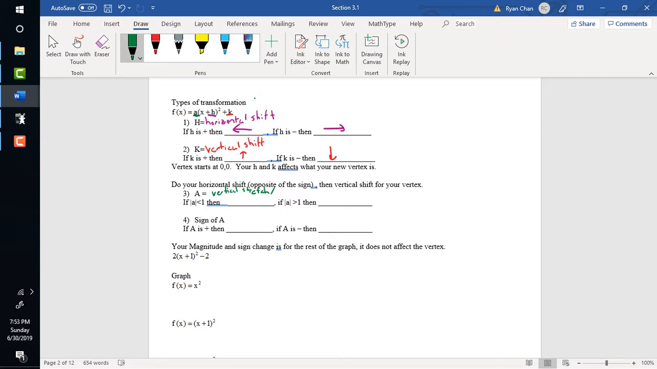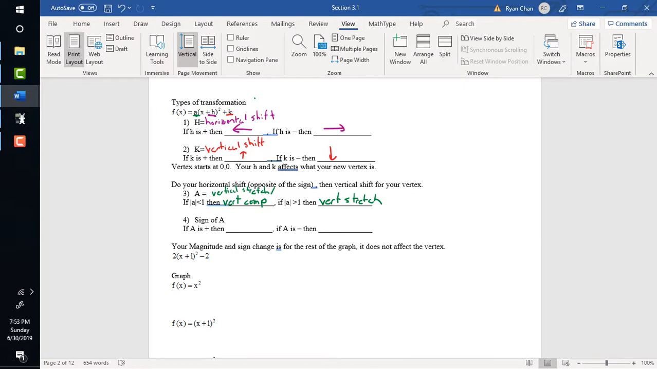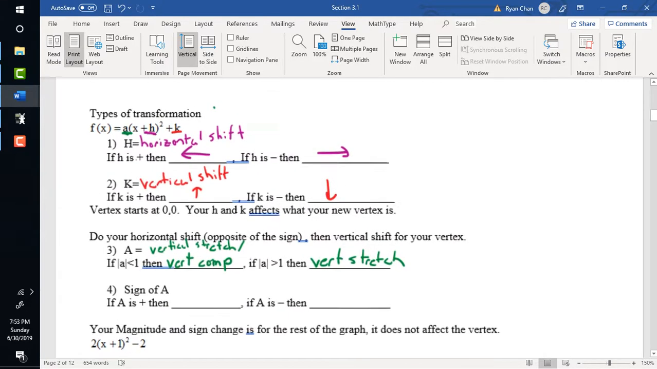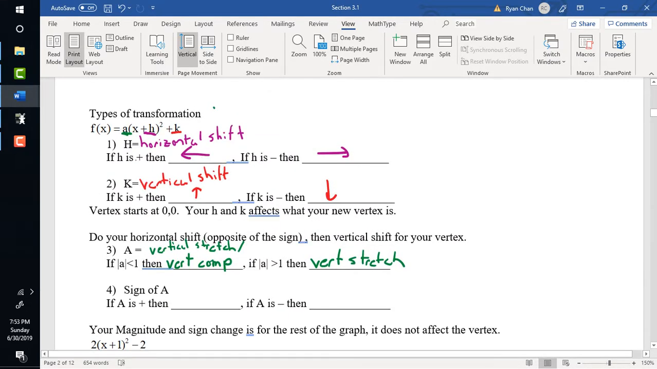Okay, stretch and compression. So if a is less than 1, we do what's called a vertical compression. And if a is greater than 1, we'll do a vertical stretch. Okay, let me actually just zoom in a bit to make things a little bit better. Okay. Yeah, it will be a vertical stretch.